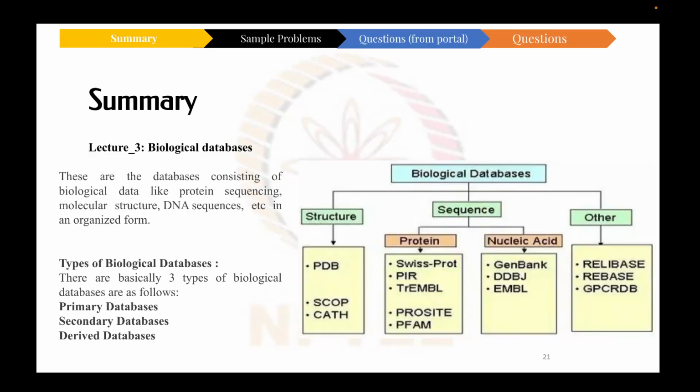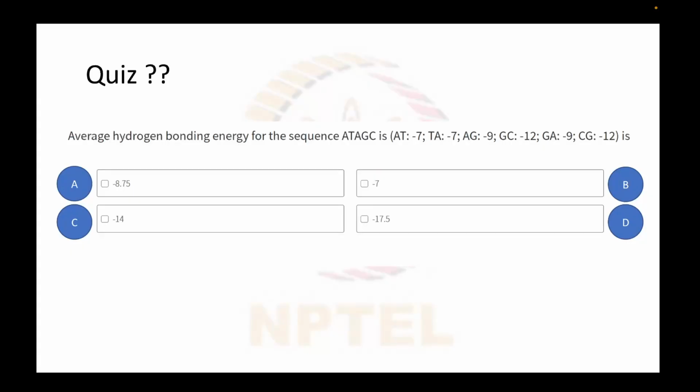Then we have TCGA, that is the Cancer Genome Atlas, which has genomic and clinical data related to various cancers. So now, these are the questions that are mostly relevant or on par with your assignment.